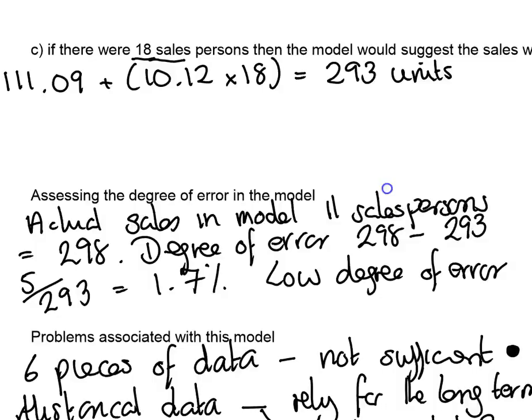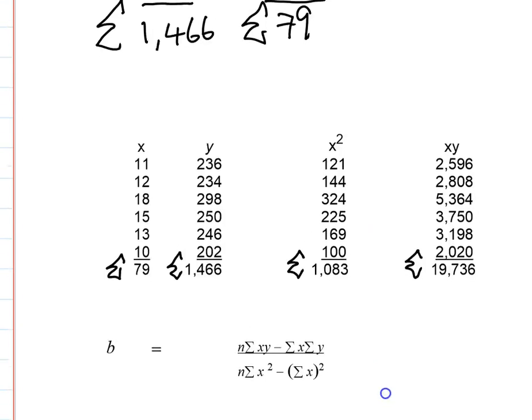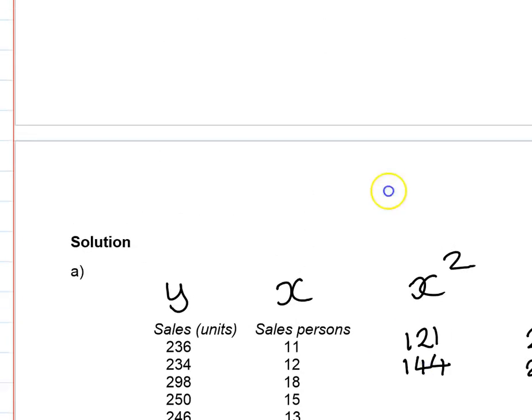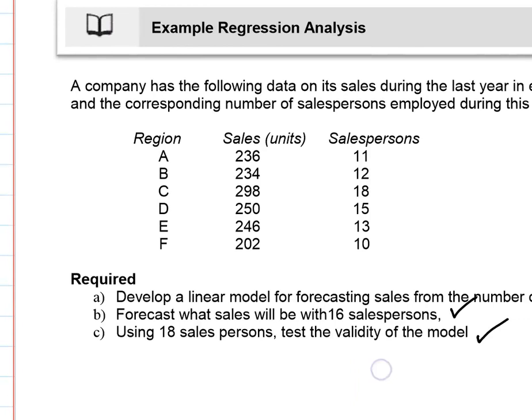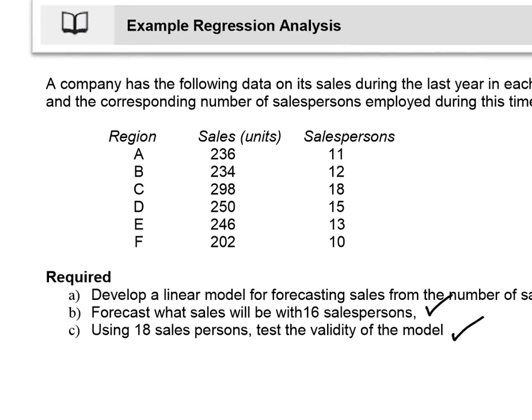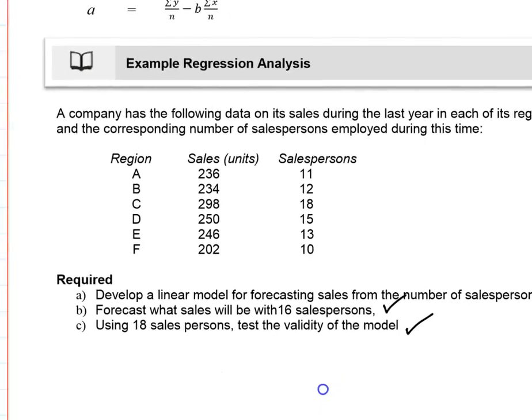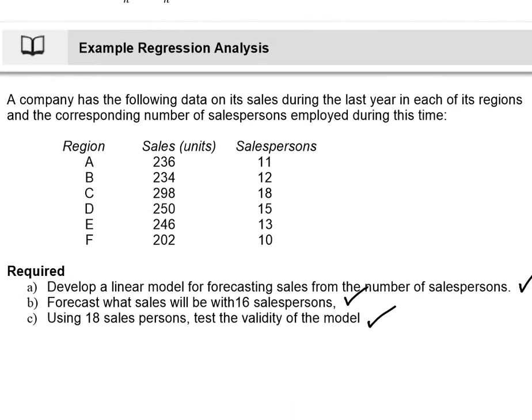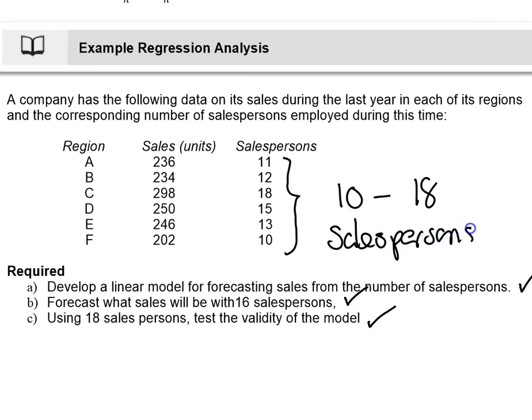The other thing to bear in mind when we're using models is the data that we use in the model when we're forecasting. We have in this question a particular range, and it's often called the relevant range, and the range is here, and it's between 10 and 18 salespersons. And any forecasting that we do within that range has a degree of validity.